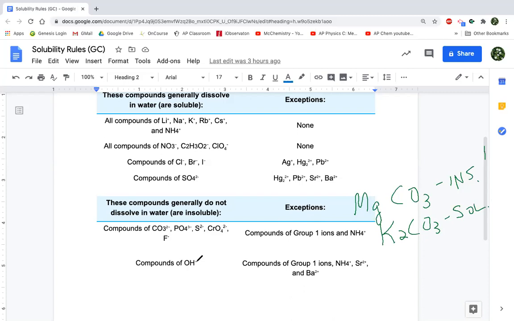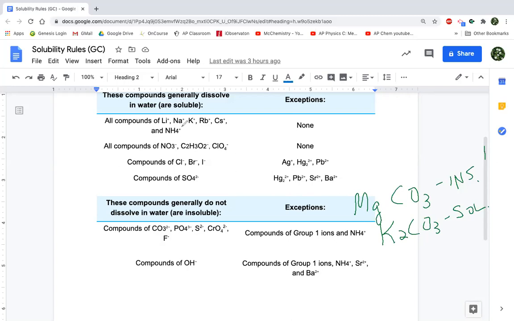And now same thing here, compounds with OH minus, hydroxides. So hydroxides are usually insoluble unless they have group 1 ions, the ammonium ion, and the heavier group 2 cations, strontium and barium. Calcium and magnesium hydroxides are somewhat soluble, but we're not going to worry about the somewhat solubles at this point.